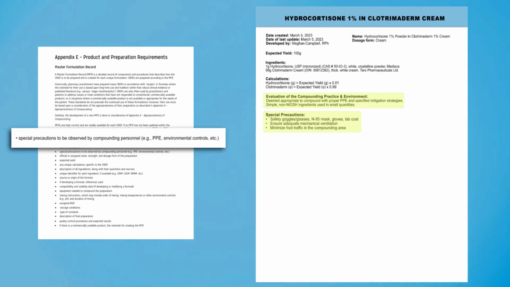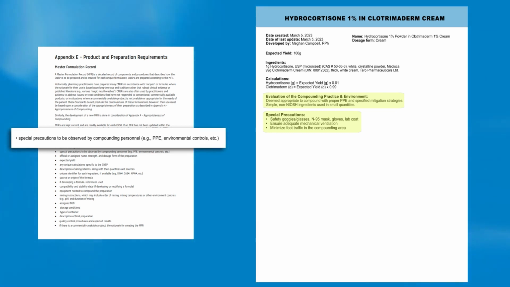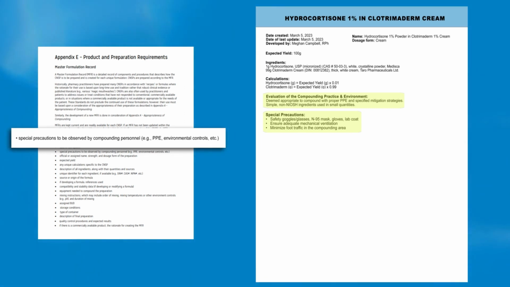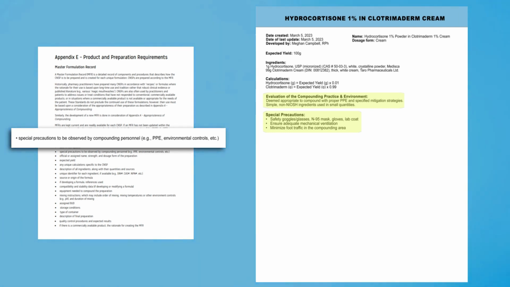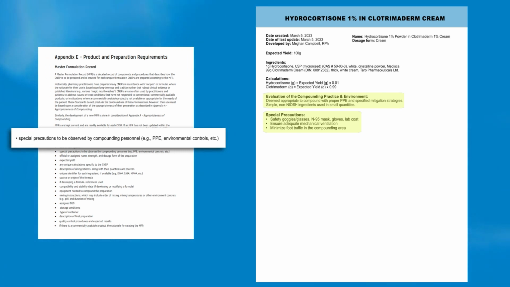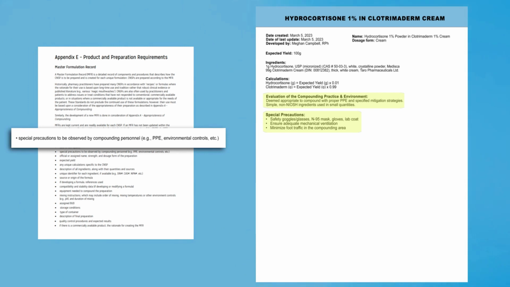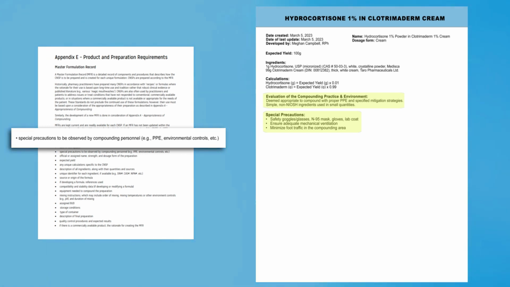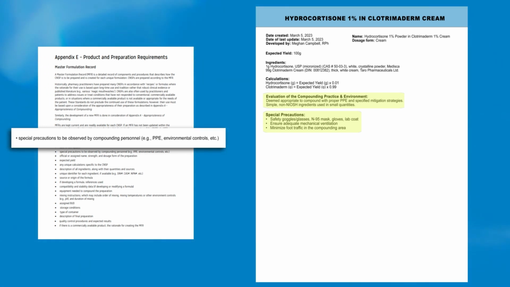In Module 4, I completed an evaluation of the compounding practice and environment for hydrocortisone 1% in clotrimazole cream and determined that, in my opinion, it is appropriate to prepare this compound in the dispensary environment. It is a simple compound using small quantities of non-hazardous ingredients, and risk can be mitigated with proper PPE. My evaluation determined that the compounder should wear safety goggles or glasses, a mask, gloves, and protective clothing such as a lab coat when compounding this product.